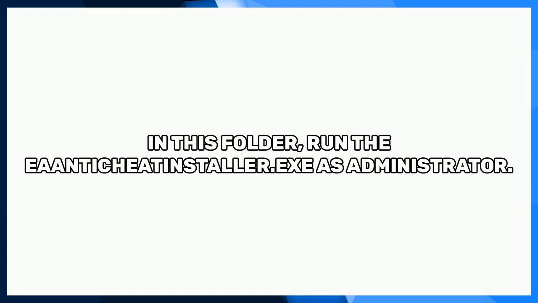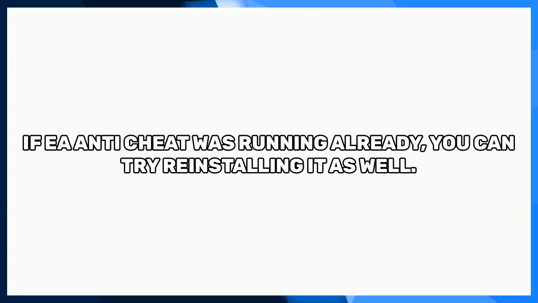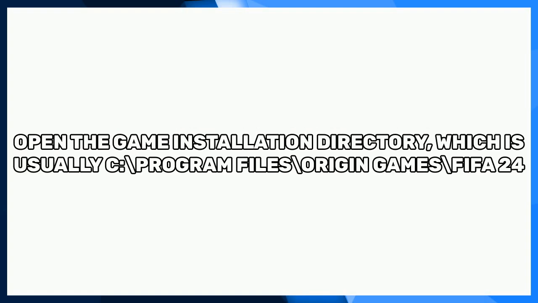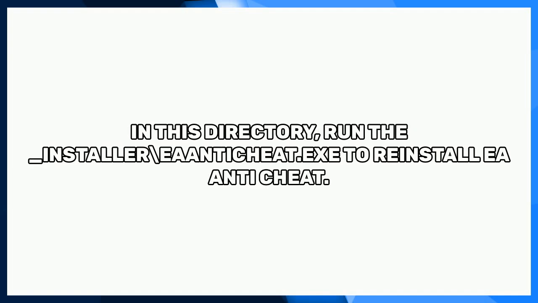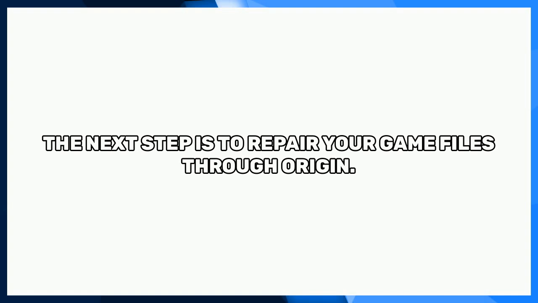If the anti-cheat was running already, you can try reinstalling it as well. Open the game installation directory, which is usually C program file storage and games for 24. In this directory, run the installer anti-cheat exe to reinstall the anti-cheat.